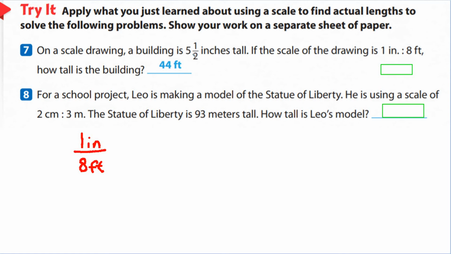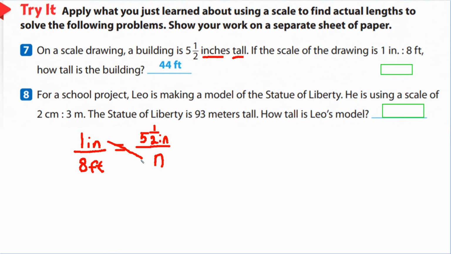A building is 5.5 inches tall. So if I was to write a proportion, where do you think the inches would be? Numerator or denominator? 1 inch, 8 feet. Clearly on the numerator, because they have to correspond. So now we have, I put the little variable n because that's what we're looking for. 1 inch to 8 feet equals 5.5 inches to how many feet?